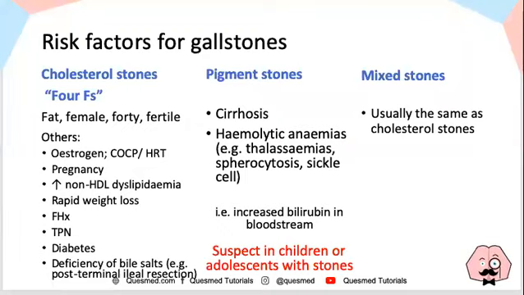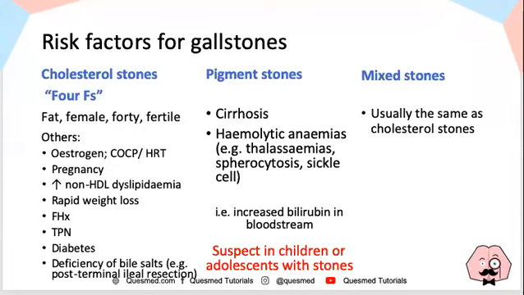So I thought we'd touch on risk factors for gallstones. For patients with cholesterol stones, it's important to remember the 4 Fs: fat, female, 40s to 50s, and fertile. Obesity is thought to increase the risk of gallstone formation by increasing fasting and residual gallbladder volumes with residual bile stasis. Other risk factors include estrogen, so things like HRT or the oral contraceptive pill, pregnancy, rapid weight loss, a family history, TPN, or diabetes.